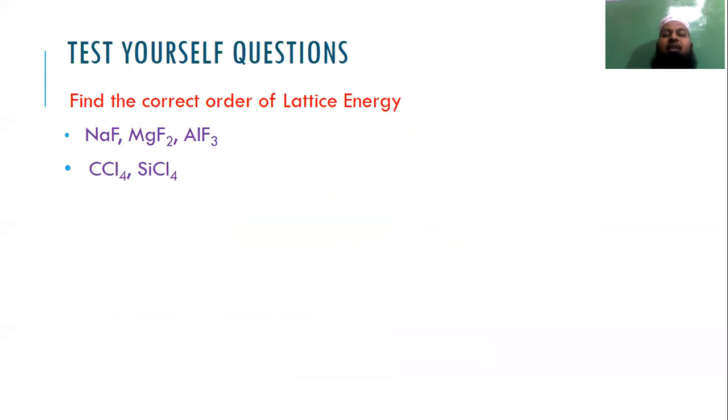Test yourself questions. Find the correct order of the lattice energy. I discussed this in the previous slides. Here you can see, note only one point: size and charge are two factors, so which one is more dominant? Charge is more dominant than size. Ionic crystals with high charge will have more lattice energy. Thank you.